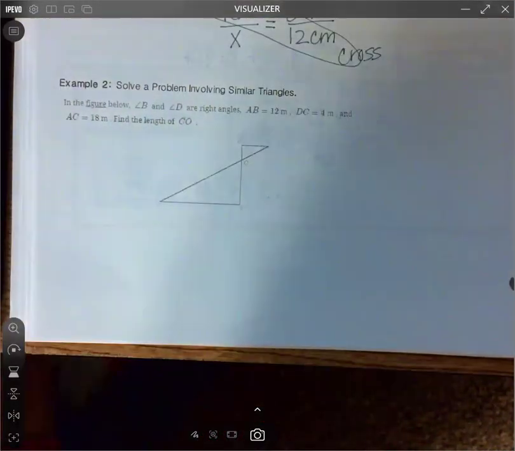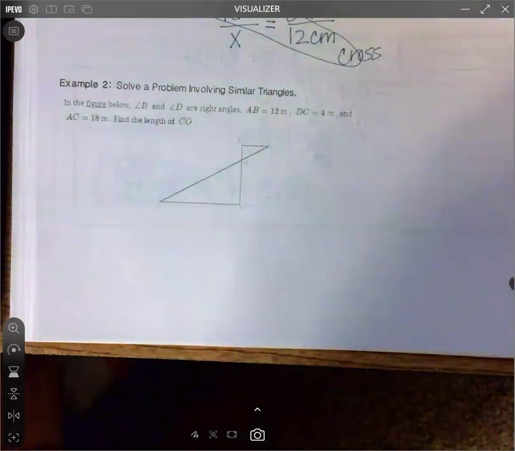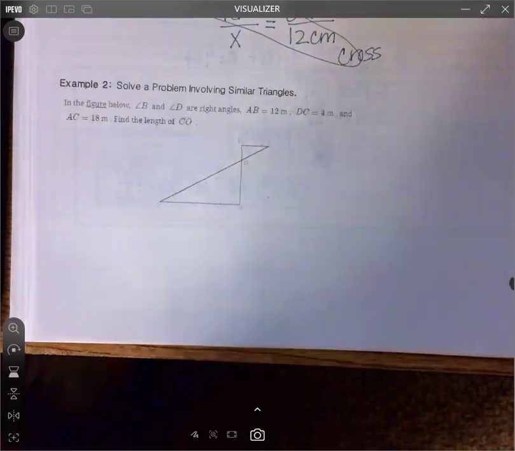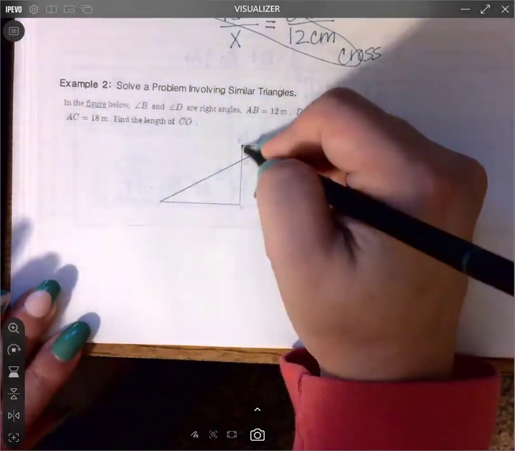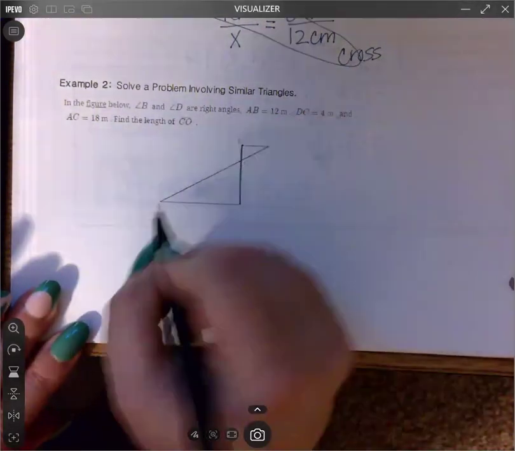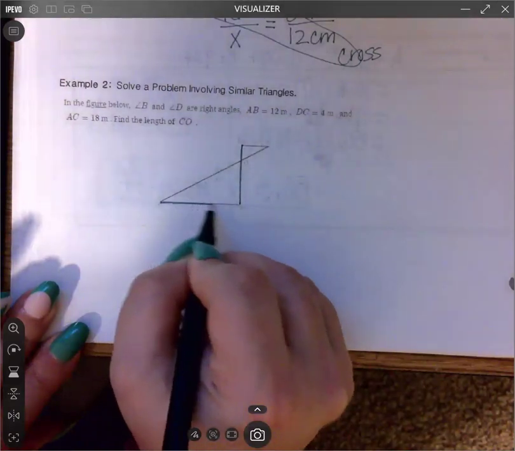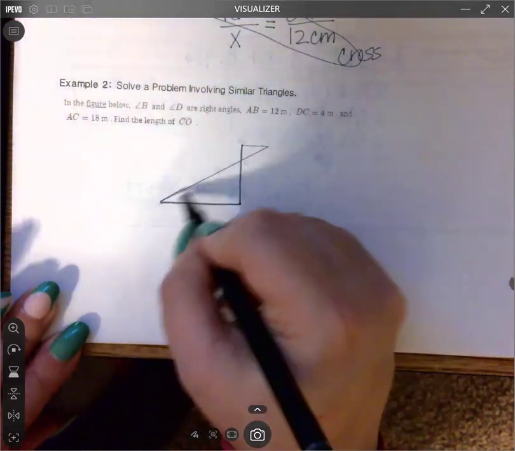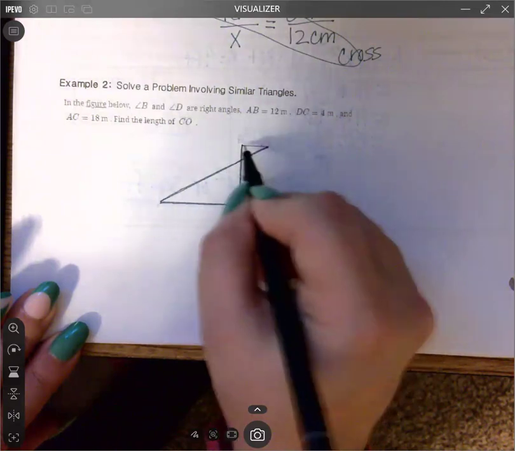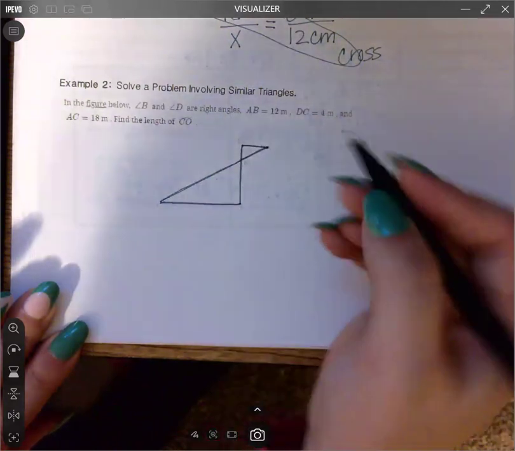All right, in this figure, it says angles B and D are right angles. AB is 12 meters. DC is 4 meters. AC is 18 meters. And we're looking for the length of CO. So again, I'm just going to redraw this, just like if I were drawing it on my paper, like you're going to do. And then label each piece.